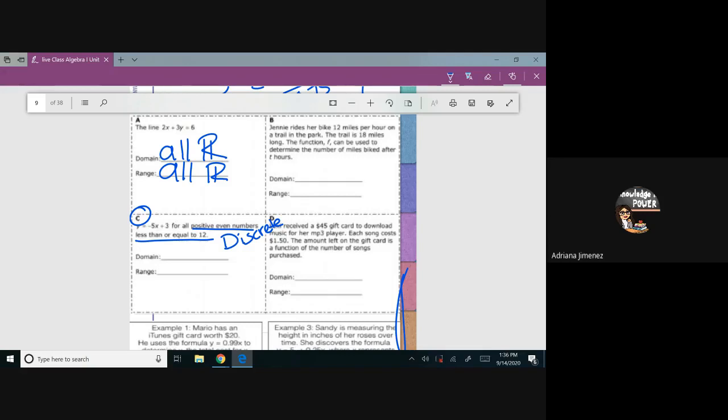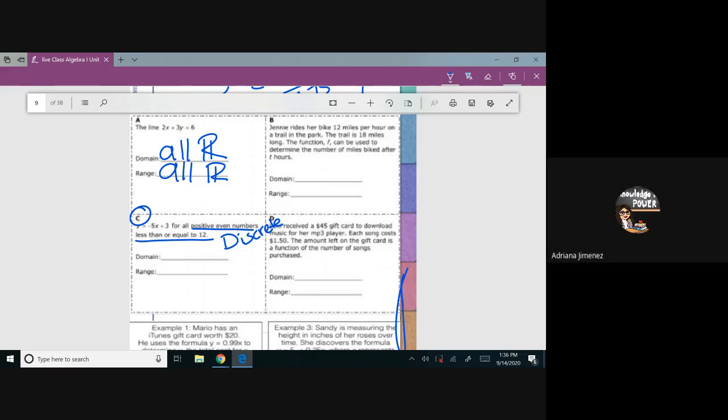Right. Are we okay with the equation part? The equation's easy. If they don't tell you anything about what numbers to use, it's all real numbers. But if they tell you, hey, you have to use only these numbers, then it's discrete. The word problems are the ones you have to think about. We're okay with the equations?